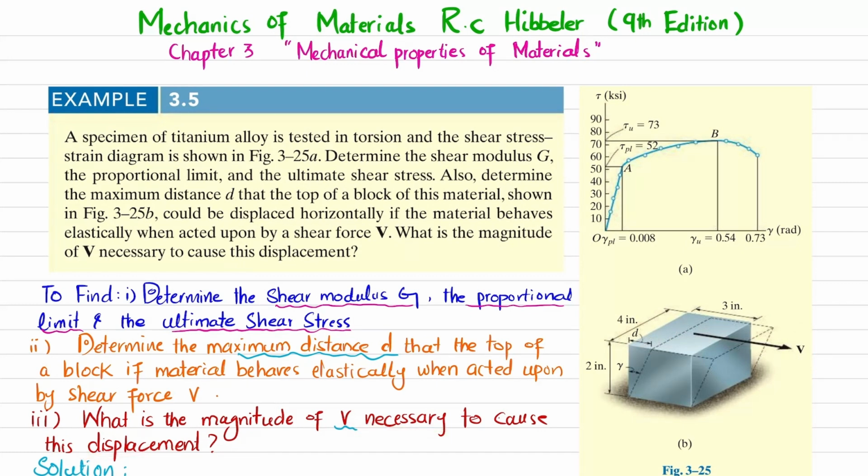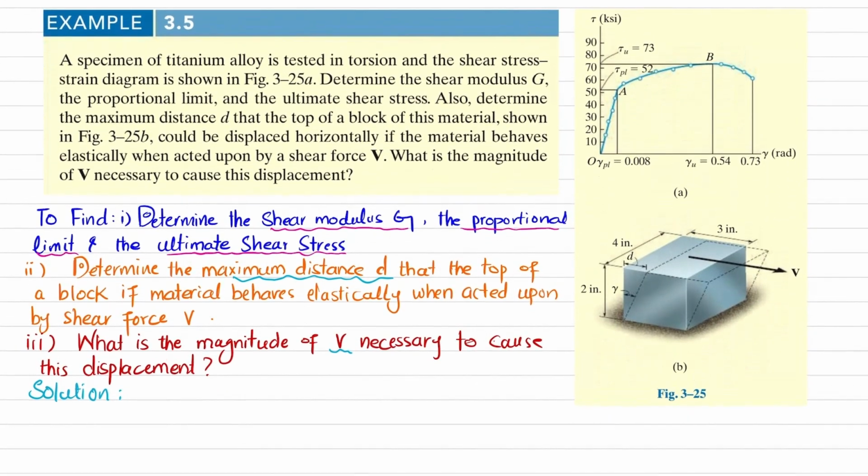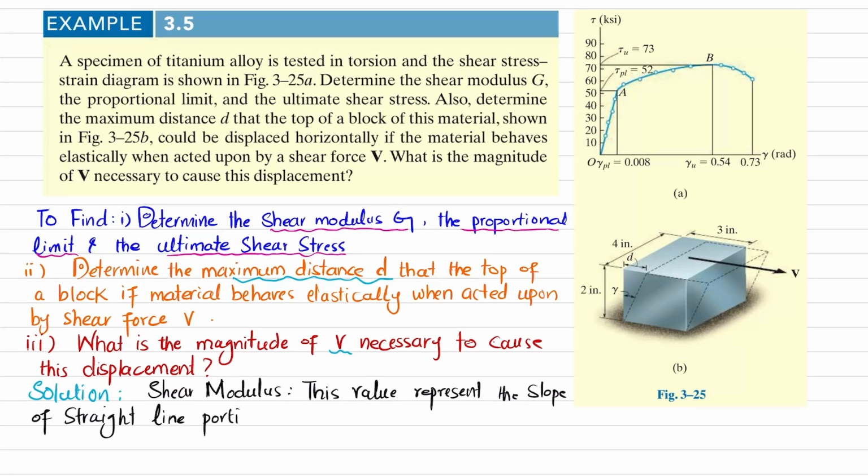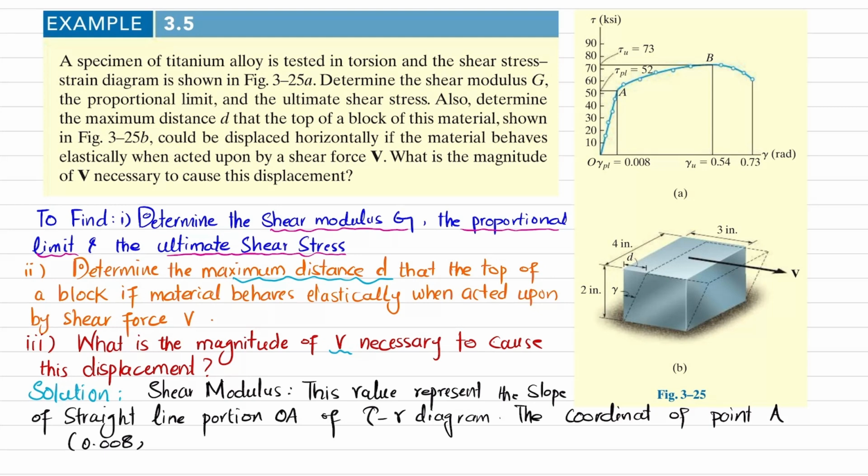So the first step is that we will find the shear modulus. Let me write it, shear modulus. This value represents the slope of the straight line portion OA of the shear stress versus shear strain diagram. The coordinates of point A on the shear stress and shear strain diagram are, on the x-axis, 0.008 and, on the y-axis, 52 ksi.